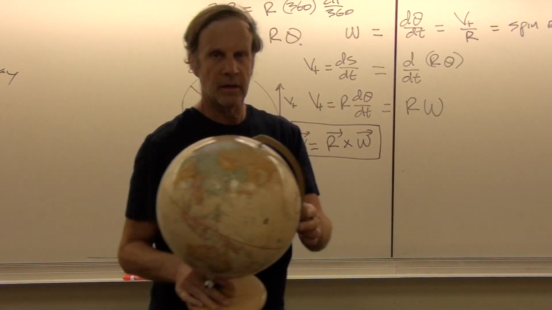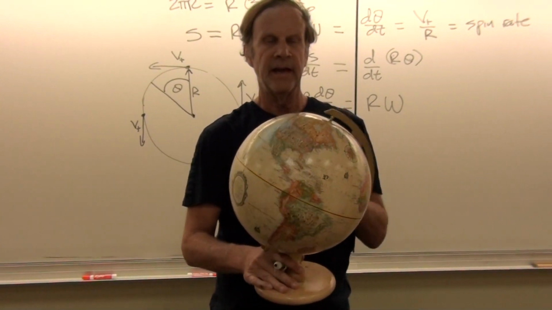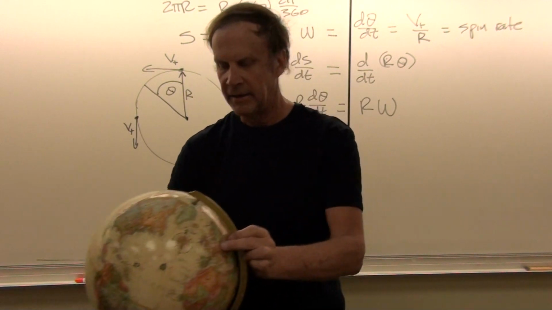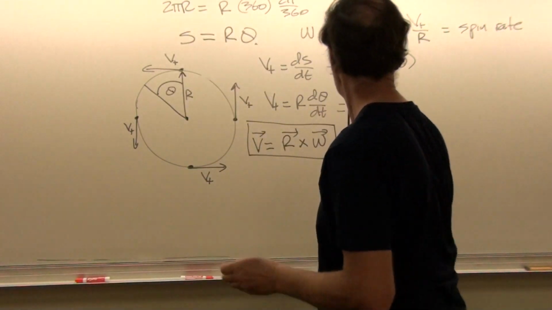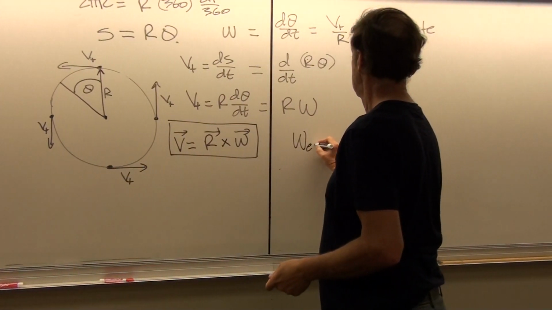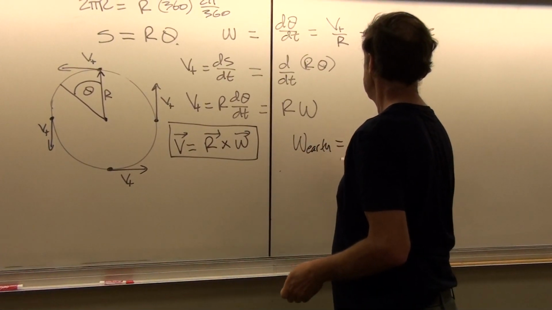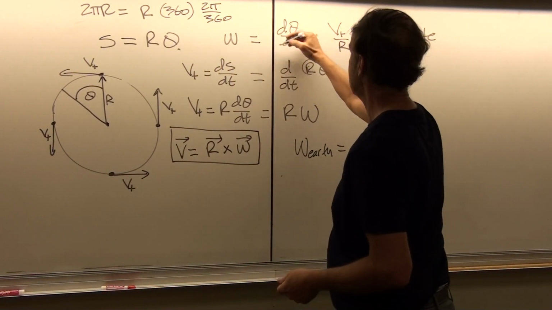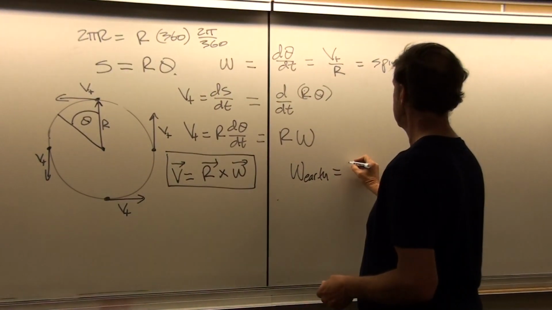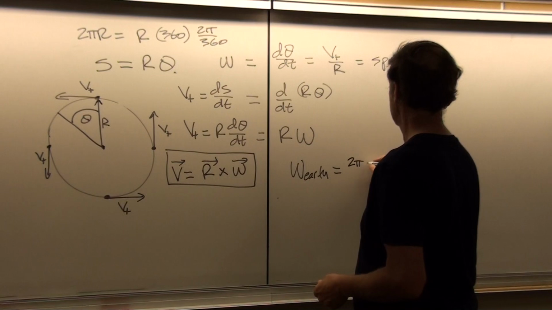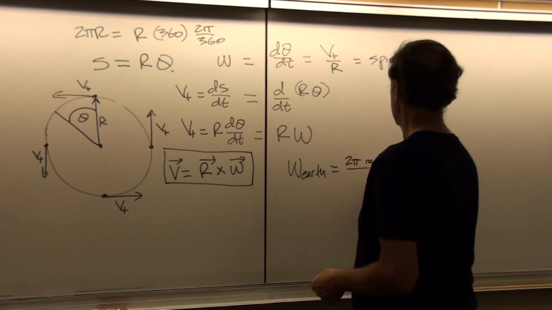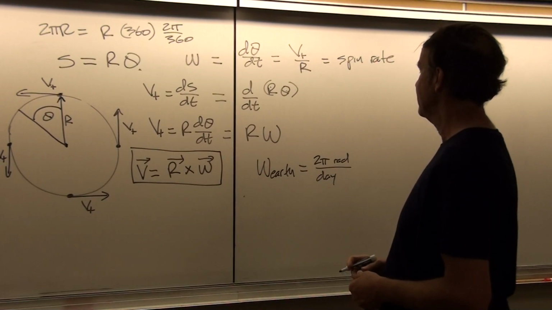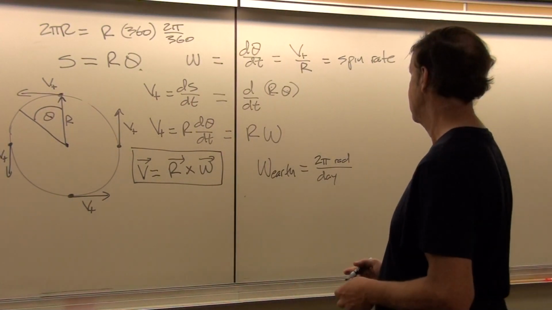So with the Earth, as it rotates, its spin axis points through the north and the south pole of the Earth. And so the omega for the Earth would equal, now here remember that we're talking about a total amount of angle, so that would be 2 pi radians per day. Okay, so that would be omega for the Earth, but not in the correct units of radians per second.